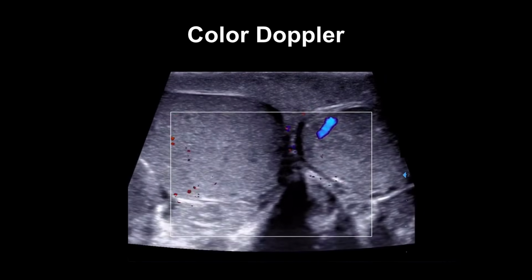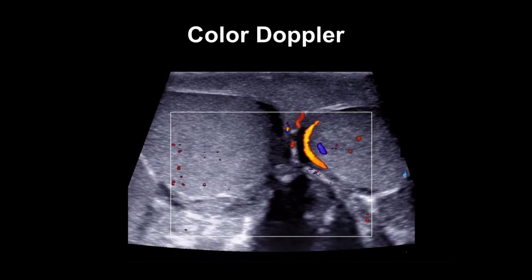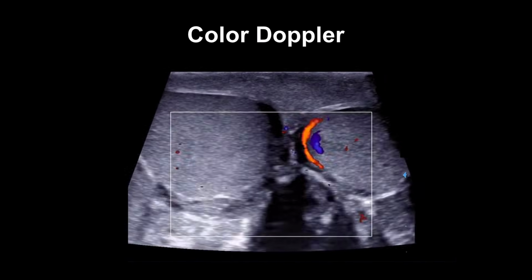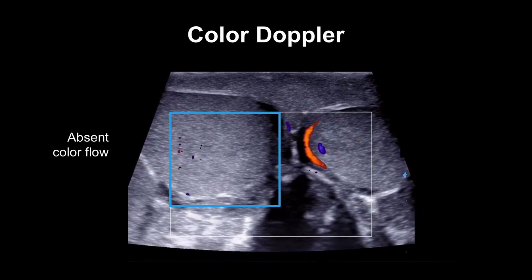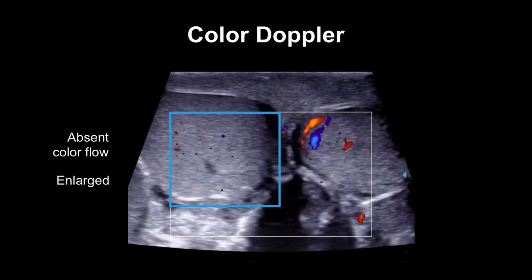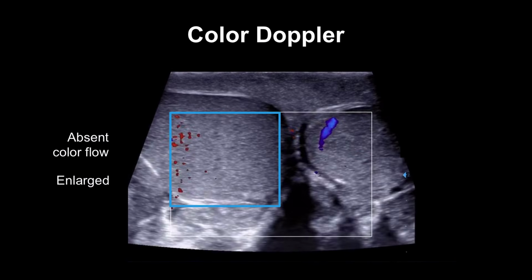Here's another example of color Doppler in spectacle view. It's nice to be able to compare both testicles in the same color Doppler box. We can clearly see that we have flow through the right testicle, but no color flow through the left. As well, the left testicle appears enlarged. This is absolutely consistent with testicular torsion.